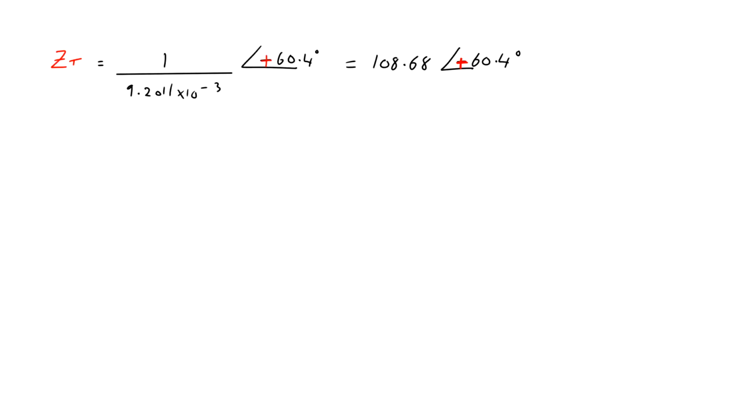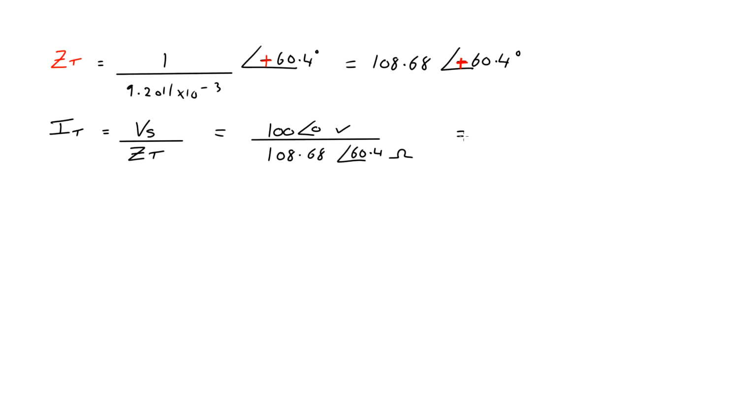Now we know the total impedance, we can find the total current, I is V over Z from Ohm's law. So the supply voltage divided by the total impedance gives us the total current at 100 volts as a reference, so there's no phase shift, divided by 108.68 ohms at an angle of positive 60.4 degrees.